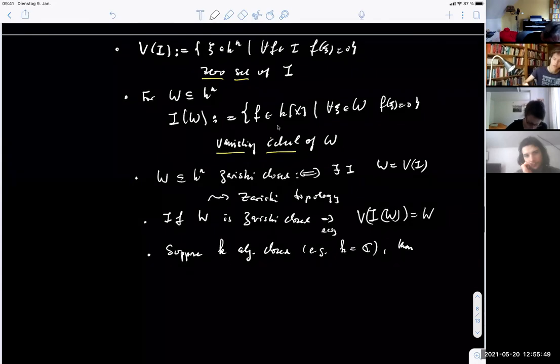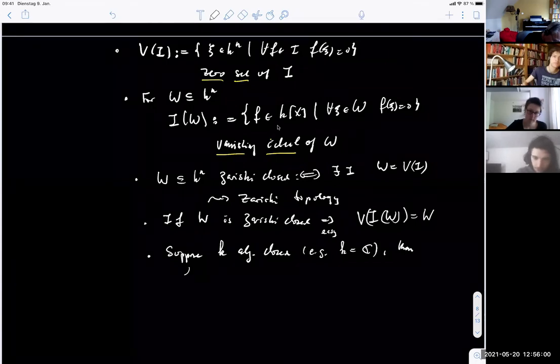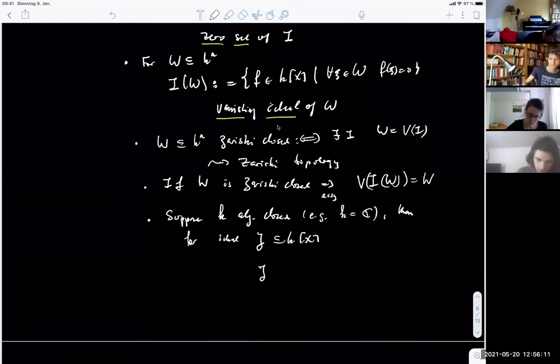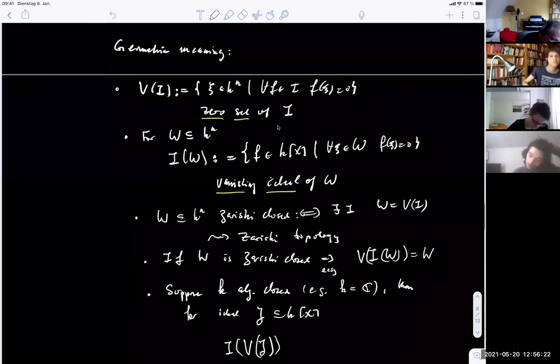Now this is the famous Nullstellensatz. If I have an ideal J in the polynomial ring, first I take the zero set, and then I apply I. This is a little bit confusing, because I used I to write, okay.